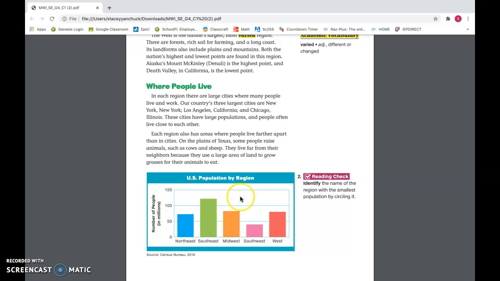So here's a great chart that represents the different regions and how many millions of people live in them. So think about it. Look at that chart and see if you can think of which population is the smallest, which one's the largest, and how big is the population of the area in which we live.